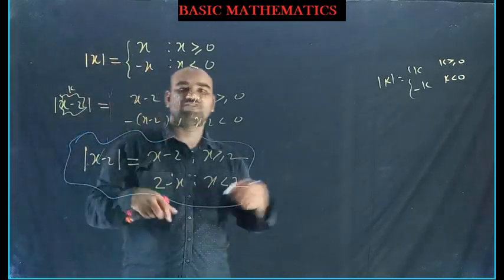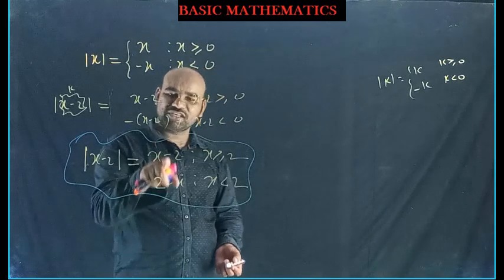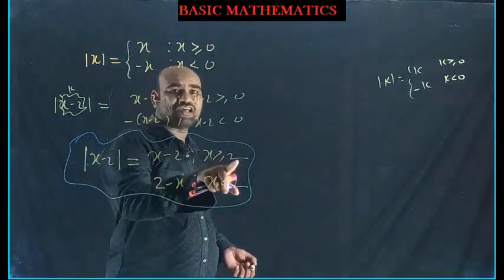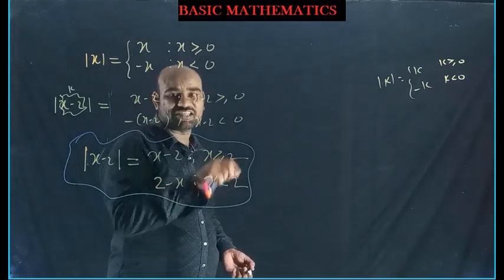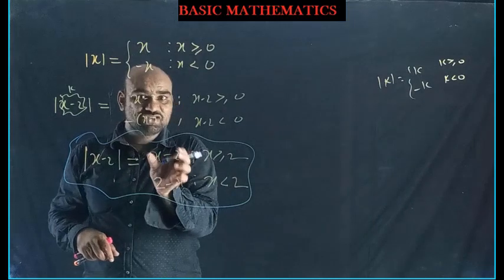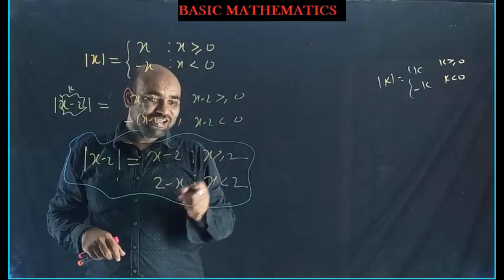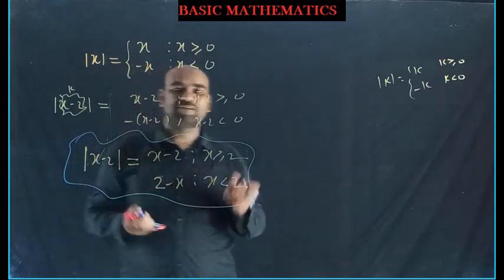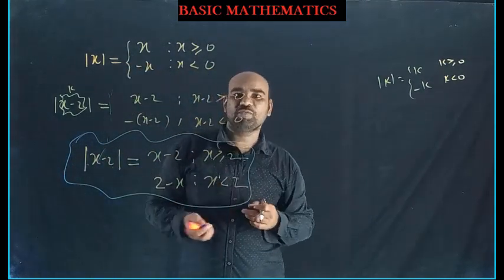Mod of x minus 2 equal to dash. Mod of x minus 2 may be x minus 2 or may be 2 minus x. It is x minus 2 when x is greater than or equal to 2, and 2 minus x when x is less than 2. Observe here: take any value of x greater than or equal to 2, this is 0 or greater than 0. Take any value of x less than 2, this is positive. That's why mod of x minus 2 is non-negative. So in this way you can open the modulus symbol.